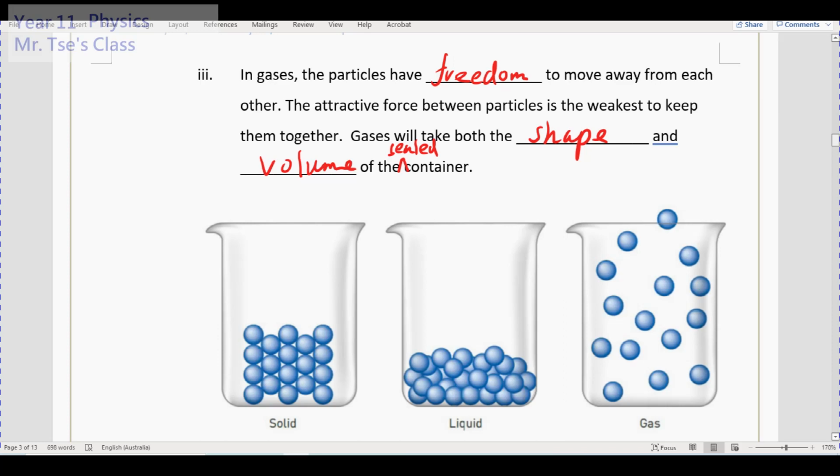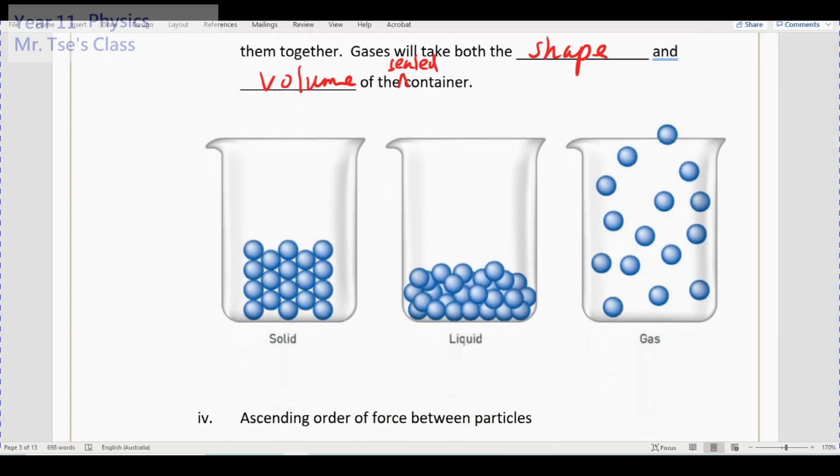That's it. Also, this is another illustration. You see the solid, the shape itself is definite. So no matter what kind of container you put it in, it will keep its shape, but not the liquid. The liquid will spread out and take the bottom of the cup.